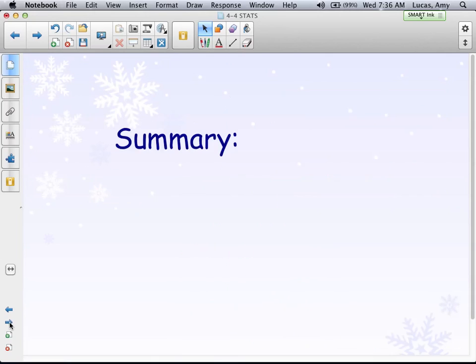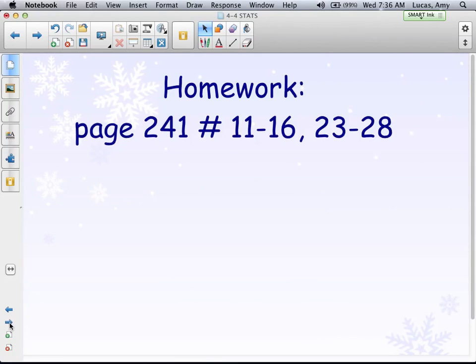You can write a summary now, answering our essential question. And here are your homework assignments. Be careful with the directions. One part works with parallel lines, and the other part works with perpendicular lines.